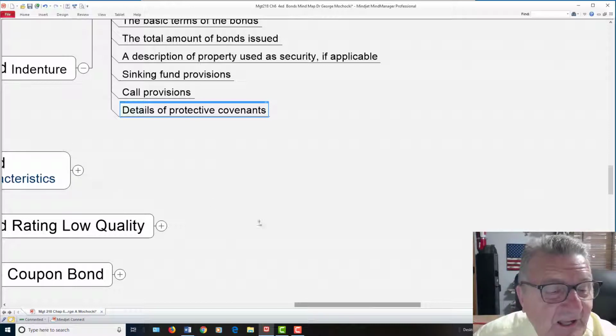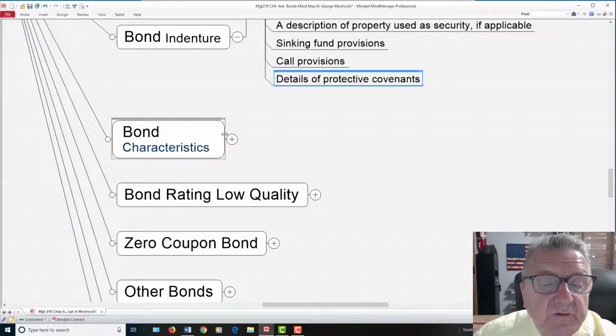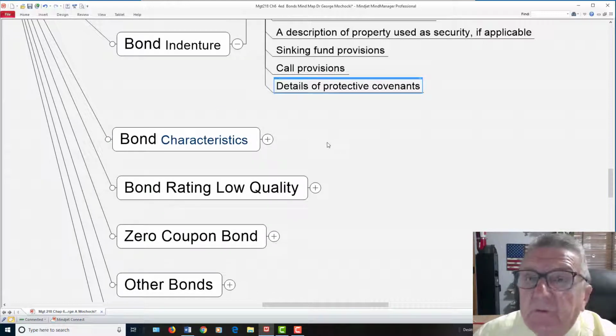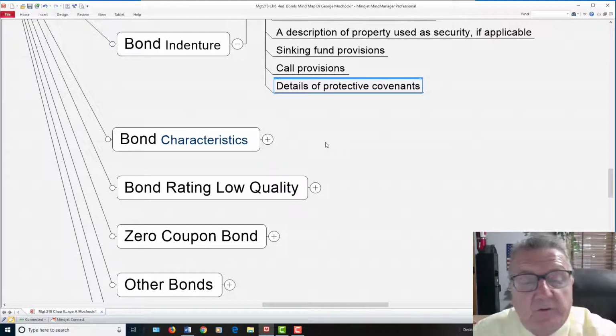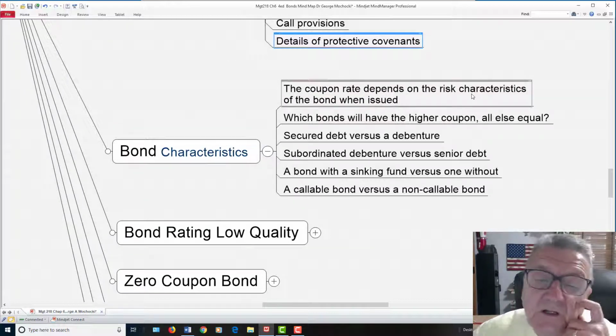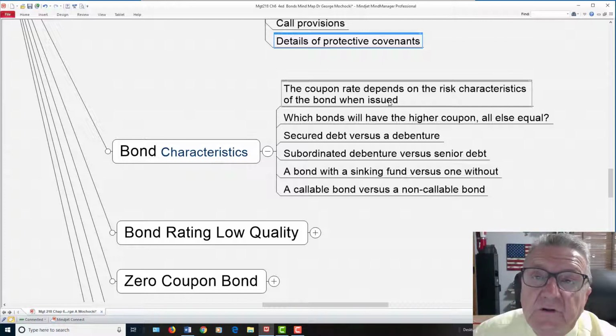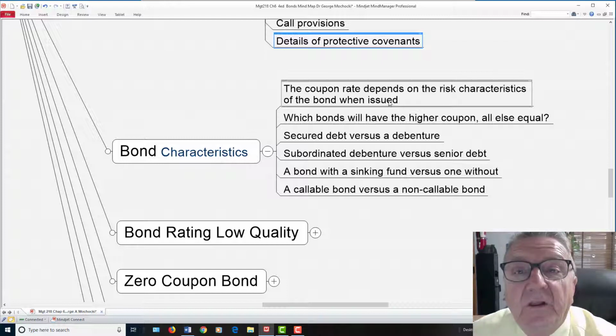I'm watching the clock. I'm taking a little longer. Now, what are some bond characteristics? Remember, there's a lot on bonds, and it's the same thing we're going to do with stocks down the road. The coupon rate depends on the risks of the bond when issued. We talked about that, just like a credit rating. If I have higher risk because of the company, the investors say, hey, we'll lend you the money, but at a higher interest rate.